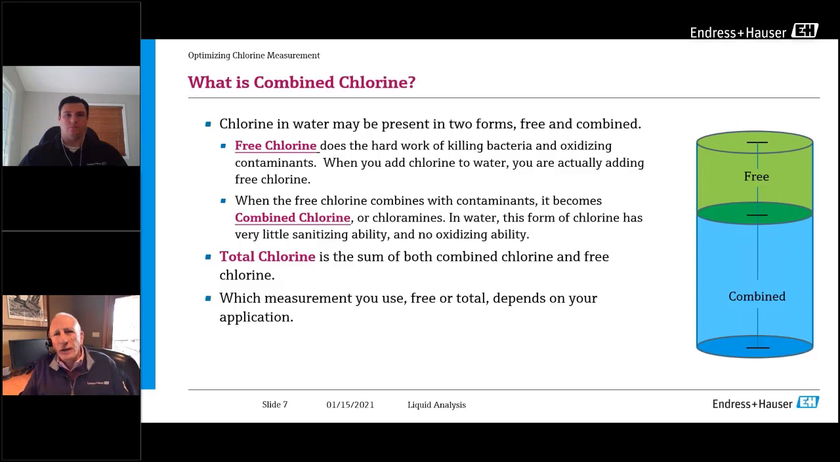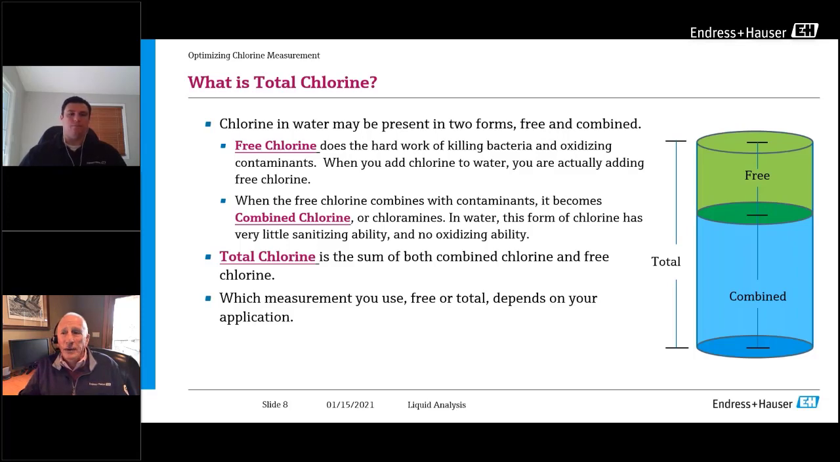When I take my free chlorine and my combined chlorine together and look at what I have, that's total chlorine. It's the sum of both the combined chlorine and the free chlorine that's in the water. And total chlorine is more commonly measured in wastewater treatment plants because they are actually interested in understanding how much total chlorine they are sending out into the aquifer so that they're not dispensing too much chlorine into that aquifer. So again, what you're measuring really depends on, do I want to measure free chlorine or do I want to measure total chlorine? And that's really going to depend on your application.